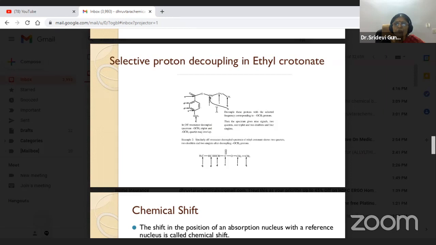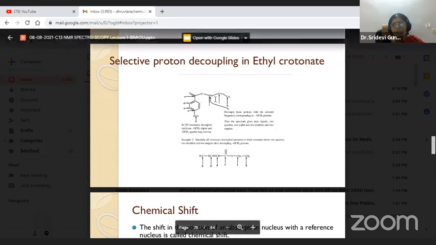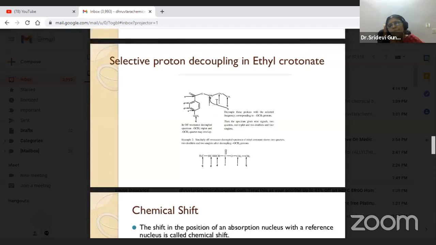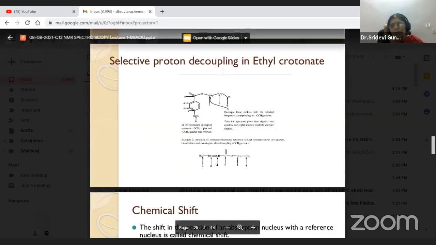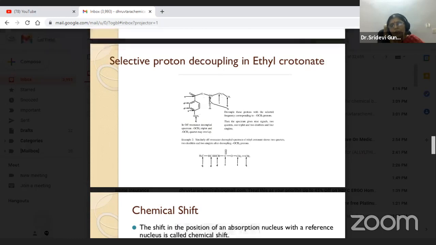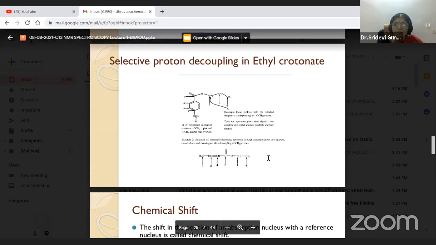Even in that quartet we can then identify the signals once it is decoupled. Similarly, we can decouple any other set also, but I have just shown you this because it is easy to identify the resonating frequency of these OCH2 protons. By selecting that radio frequency, we can decouple those protons and simplify the spectrum.